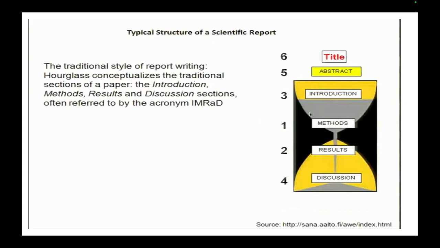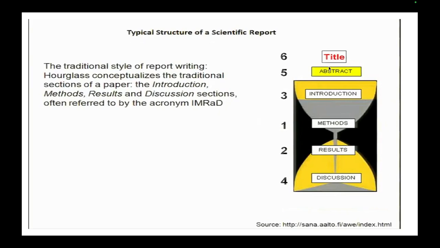So I already told you this is the structure of the scientific report or paper: title, abstract, introduction, methods, results, and discussion. In the last lecture, I also told you why we should write methods first, and this is the sequence of writing. First, we should write methods, then the results, and after that the introduction and discussion, at the end the abstract, and after that you have to write the title.